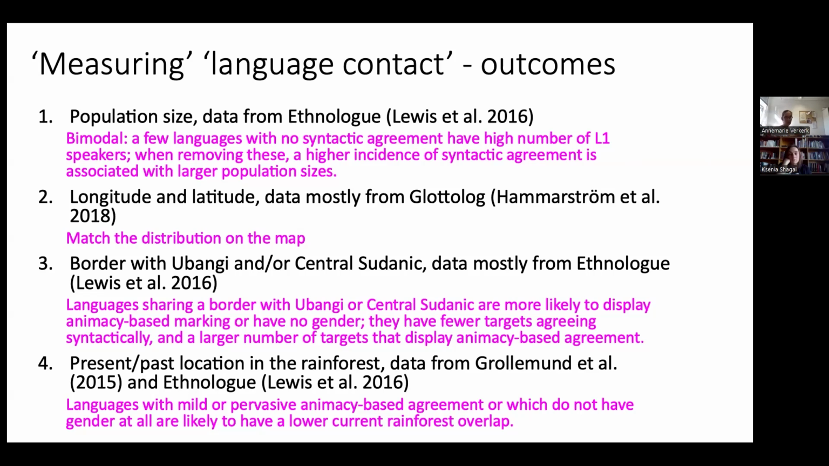Then longitude and latitude, we already kind of saw that. They have relevant effects and they match the distribution on the map. So that's not super interesting. The most interesting one is the variable where we code for the border with Ubangi or Central Sudanic. Languages sharing that border are more likely to display Annemarie-based marking or have no gender. They have fewer targets agreeing syntactically and a larger number of targets that display Annemarie-based agreement. And then present and past location in the rainforest was kind of a disappointing thing for us. It does not seem to matter very much, or the effect goes in the other direction than we expected.